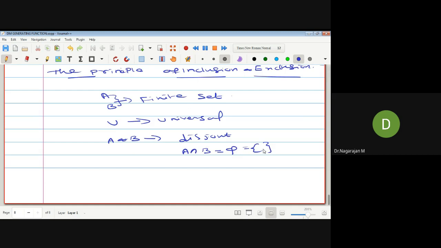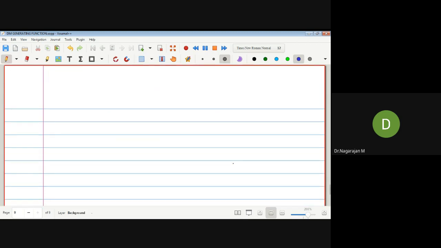Disjoint has another name: A and B are independent sets also. This is a very important one. Therefore, already you know the basic formula. What is the basic formula here? N of A union B is N of A plus N of B minus N of A intersection B. This is the basic formula.